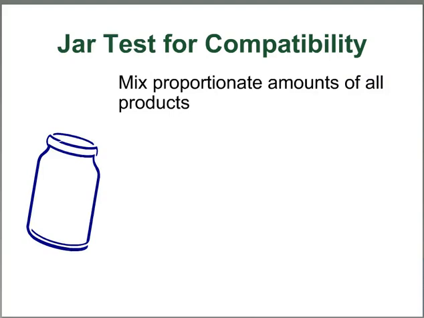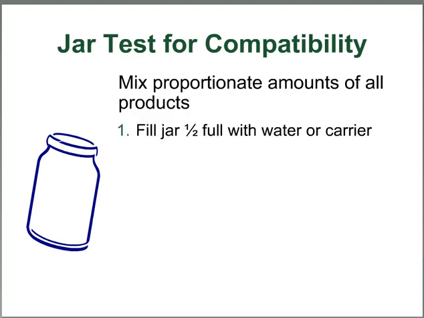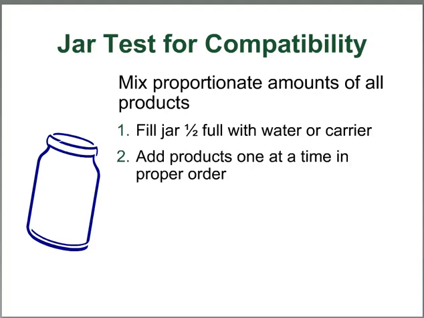So, how do you avoid pesticide incompatibility? First, read the pesticide labels. Next, put on the personal protective equipment stated on the label, because after all, you're going to conduct a jar test for a small-scale tank mix. Fill the jar half full with water or other carrier. Add the products one at a time in the proper order and in the proper amount. Remember, add powders before any ECs.